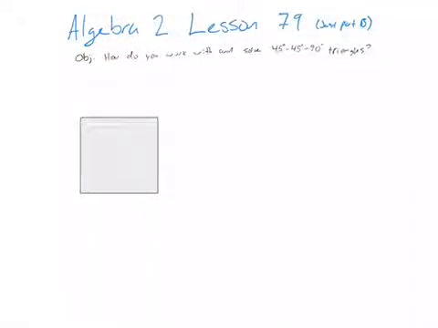This is lesson 79, well, at least the second part of it, where we talk about 45-45-90 triangles. And our objective is simply how do you work with and solve 45-45-90 triangles.